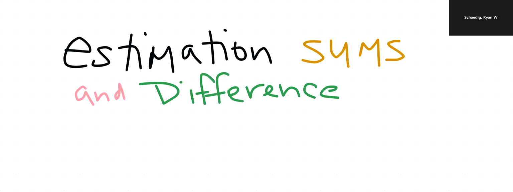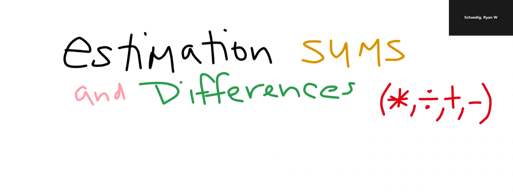So again, this concept of estimation, which we'll talk about, really comes across all four operations in math. We use estimation when we multiply, we use estimation when we divide, we use estimation when we add, and we use estimation when we subtract. I hope that made sense after all of that.